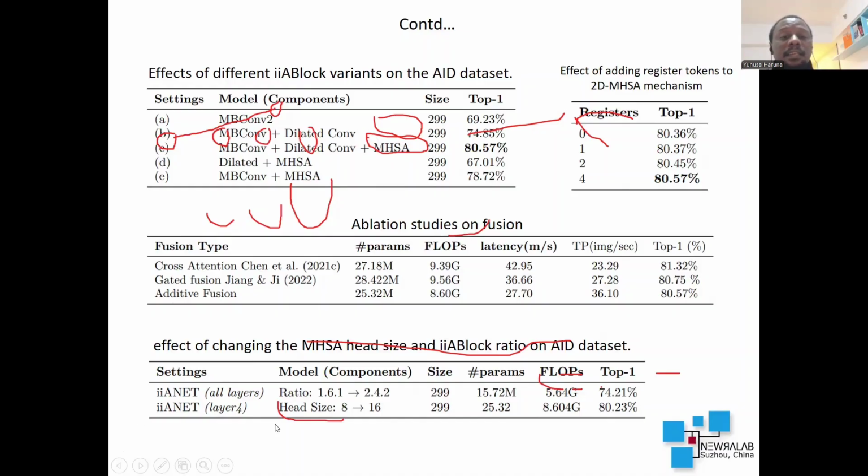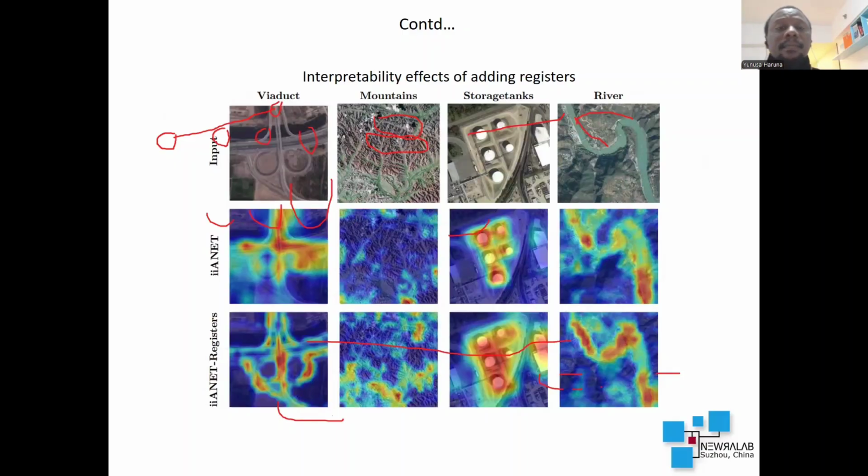So here iiANET layer 4, because iiANET has 4 layers, okay? So in the last layer, we try to increase the head size of the multi-head self-attention, and this is what we got. The flops increase, and the number of parameters also increase, and the top one accuracy even dropped a little bit, but not much.